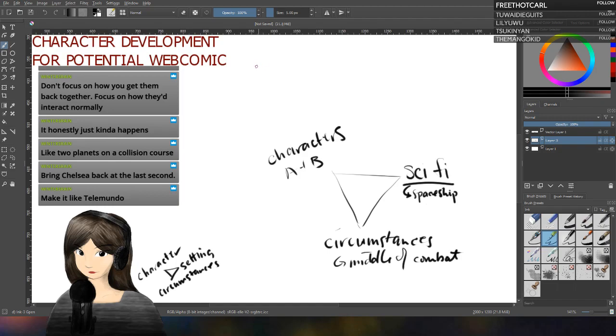This is going to be a short story. Spaceship, middle of combat, and then you have your characters A and B. Okay, so if it's in the middle of combat, we have a bunch of options for the type of characters.